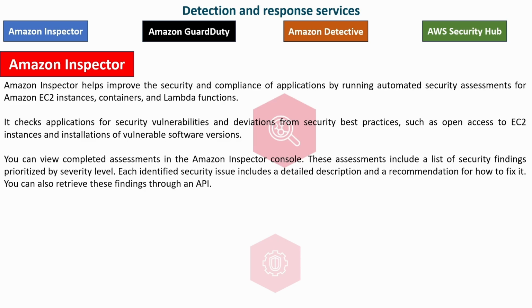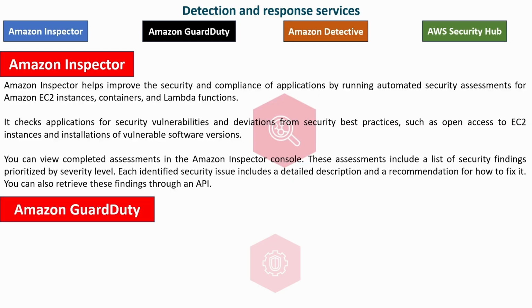You can view completed assessments in the Amazon Inspector console. These assessments include a list of security findings prioritized by several levels. Each identified security issue includes a detailed description and a recommendation for how to fix it. You can also retrieve these findings through an API. Next up is Amazon GuardDuty.